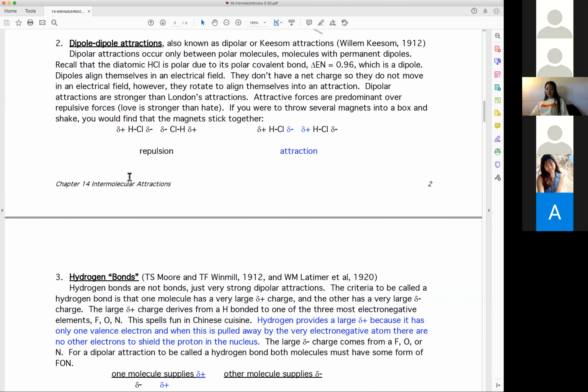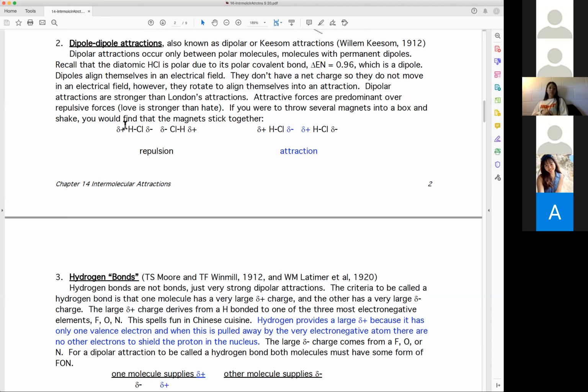And the next one is dipole to dipole attractions, or dipolar attractions. So, as the name implies, it occurs only between polar molecules. That's molecules with permanent dipoles. So here's an example. Here's hydrogen chloride. If you look up the difference in electronegativity, it's 0.96, which means that is a polar covalent bond. So this is a polar molecule, isn't it?